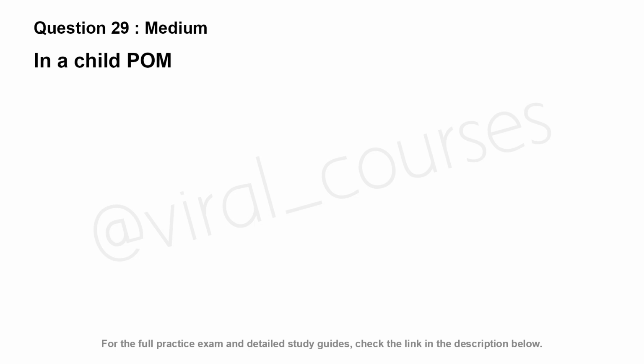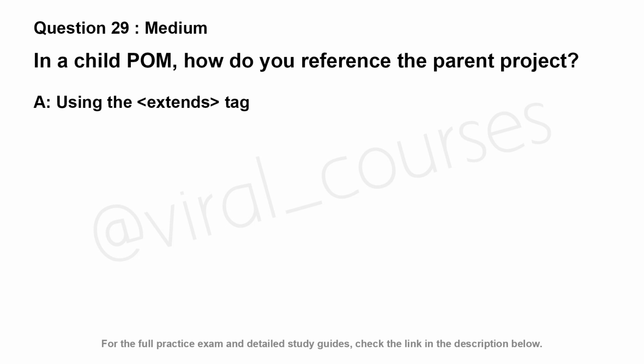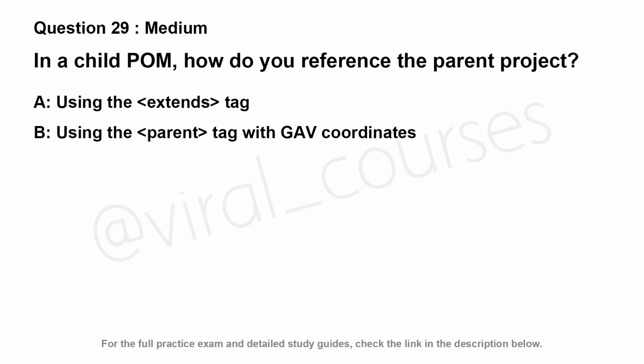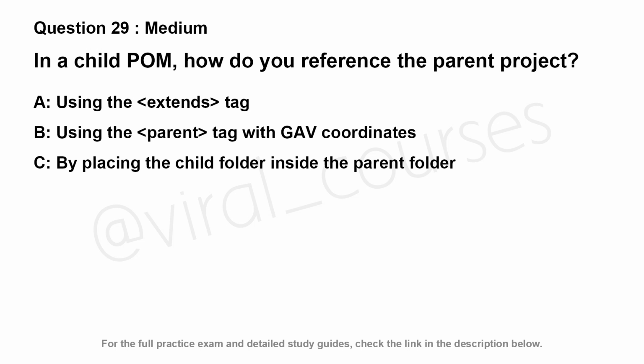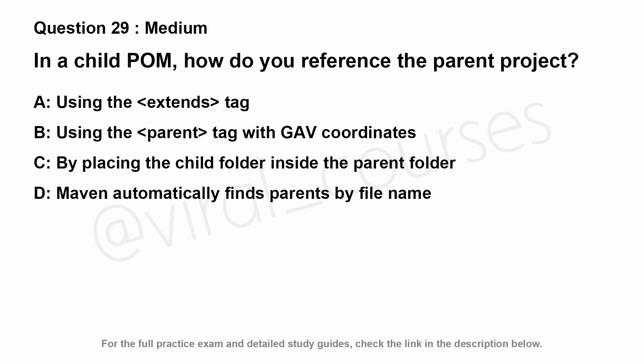In a child POM, how do you reference the parent project? Option A. Using the <extends> tag. Option B. Using the <parent> tag with GAV coordinates. Option C. By placing the child folder inside the parent folder. Option D. Maven automatically finds parents by file name.